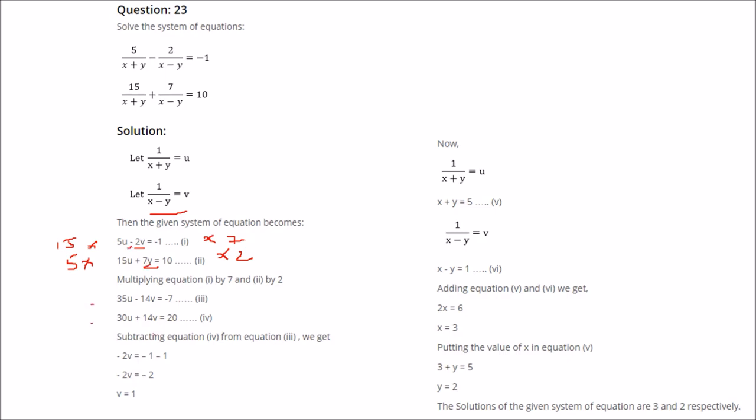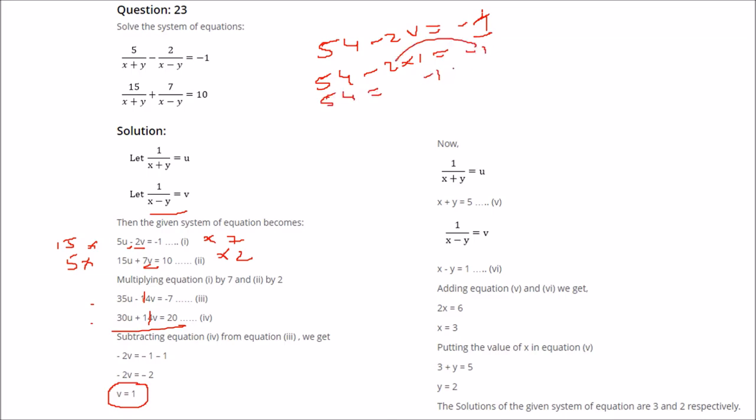So these are two equations, we are adding it, this gets cancelled, 35 plus 30, and you have this one, 20 minus 7. So you get v equal to 1 here, and u also you can find out, you can put it in any of the equations. Say I am putting v equal to 1. So 5u minus 2v equal to minus 1. So 5u minus 2 into 1 equal to minus 1. So 5u is equal to minus 1 plus 2. So u will be equal to 1 by 5.